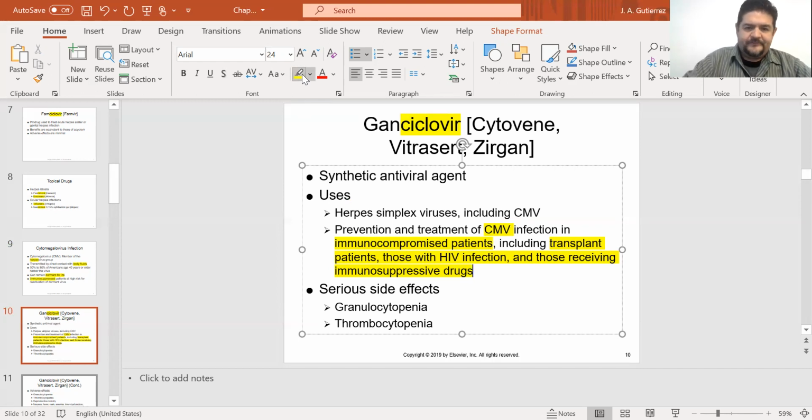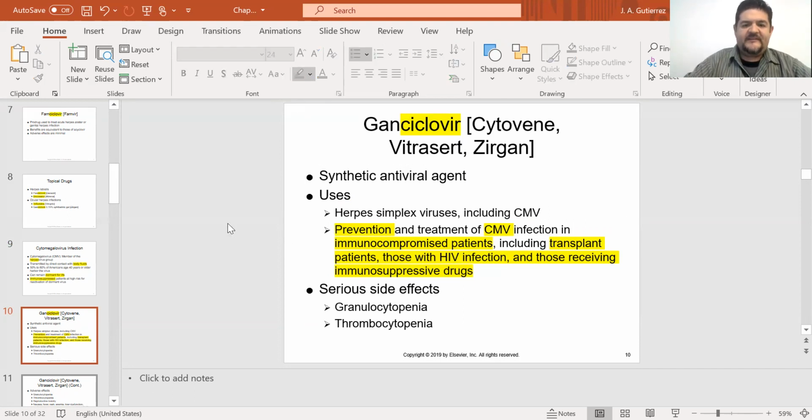So ganciclovir, and keyword here, is one of the few antivirals that we use to prevent herpes infections because they are immune compromised. Immune compromised because they have to take a medication to prevent organ rejection, because they have HIV infection, or because they're taking medication to suppress an autoimmune disease. So unfortunately, this is a long-term treatment, and the side effects are gonna be in the bone marrow.